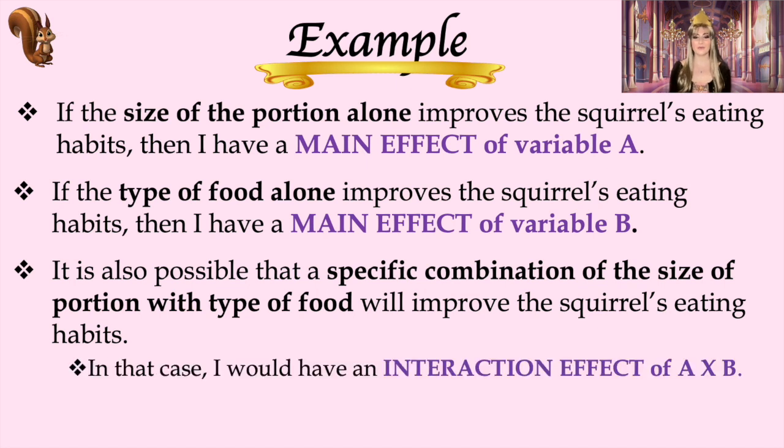In that case, I would have what is called an interaction effect, an interaction of variable A in tandem with variable B. And the way we say this is an interaction effect of A by B. So when you see the little X, it's kind of like a multiplication symbol, and we use the word by to complete that sentence. So once again, if I have an interaction effect, that means that there's a specific level of the first variable and a specific level of the second variable that when paired together are going to change the squirrel's eating habits.